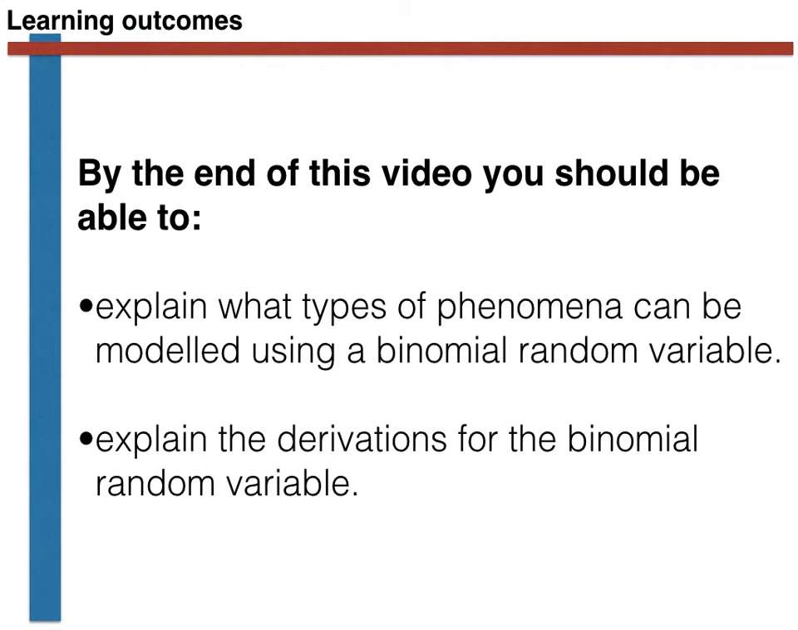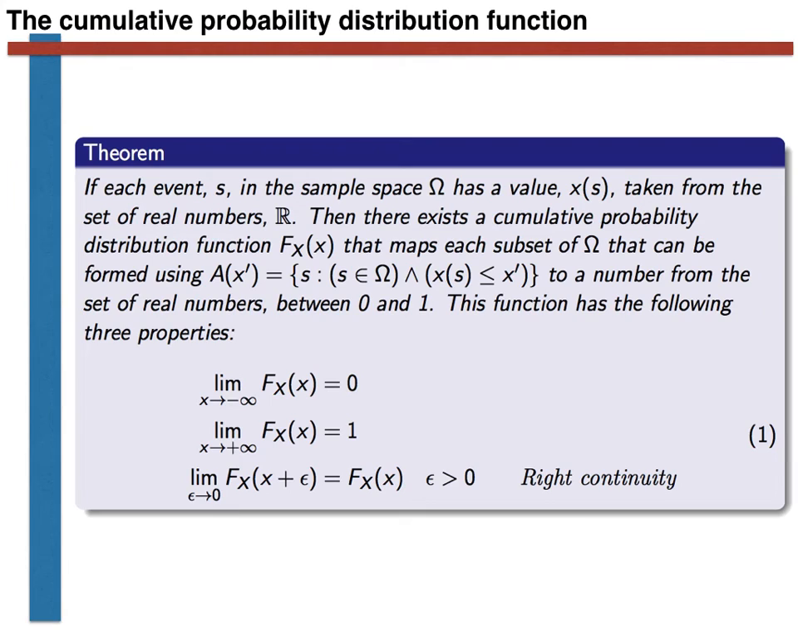One of the most important things we have learned is the definition of the cumulative probability distribution function. We define it by requiring that if each event S in the sample space omega has a value X(S) taken from the set of real numbers, then there exists a cumulative probability distribution function, capital F_X(x), that maps each subset of omega that can be formed using A_x equals this piece of set builder notation to a number from the set of real numbers between 0 and 1.